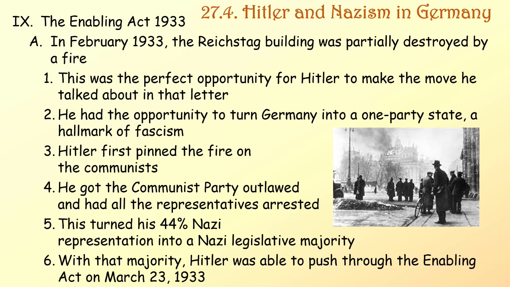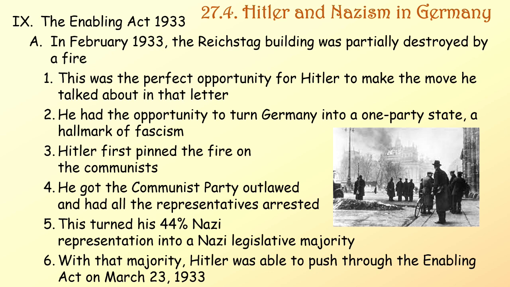The Enabling Act, 1933. In February 1933, the Reichstag building was partially destroyed by a fire. This was the perfect opportunity for Hitler to make the move he talked about in that letter. He had the opportunity to turn Germany into a one-party state, a hallmark of fascism, as we know. Hitler first pinned the fire on the communists. He got the Communist Party outlawed and had all the representatives arrested.